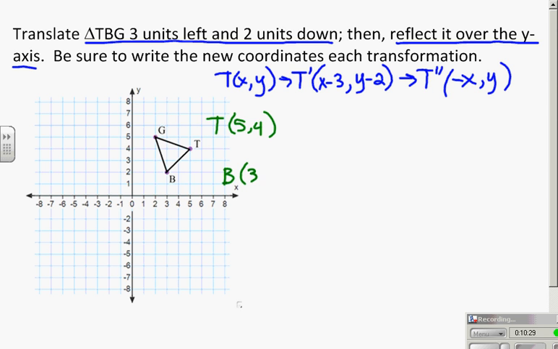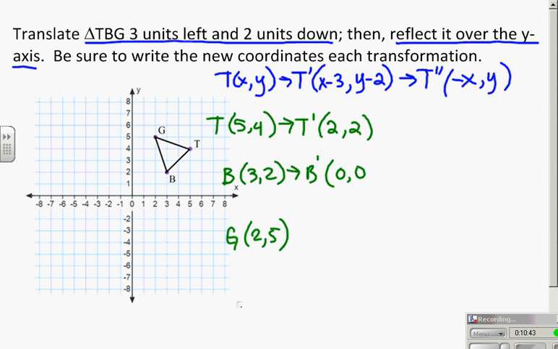T is at 5, 4. B is at 3, 2. And G is at 2, 5. So if I'm going to translate this, that means I'm going to end up at 2, 2. If I translate B, I end up at 0, 0. And if I translate G, I end up at -1, 3. I'm going to go ahead and graph that in green.